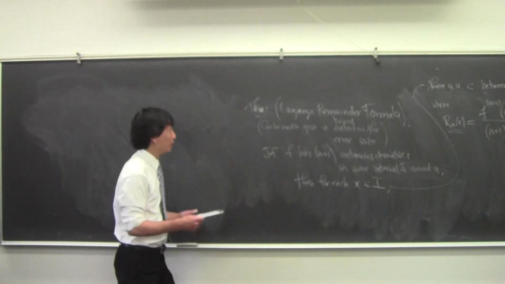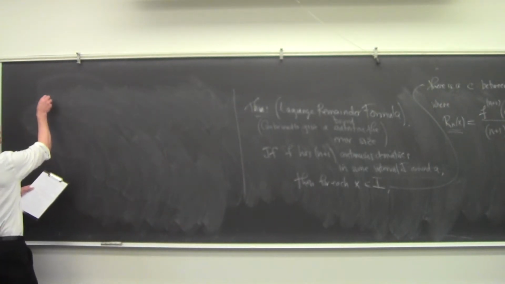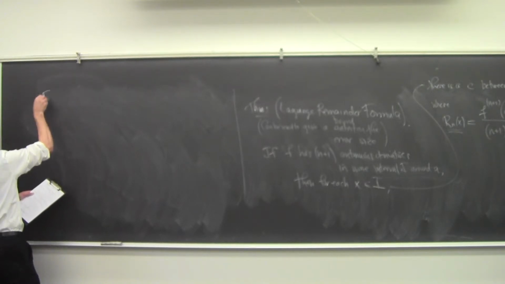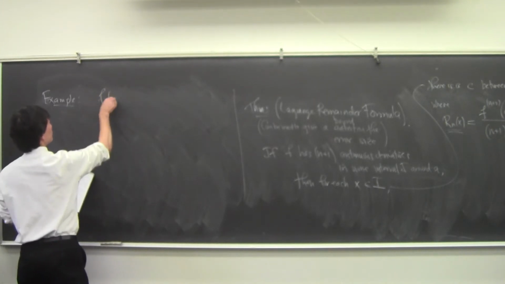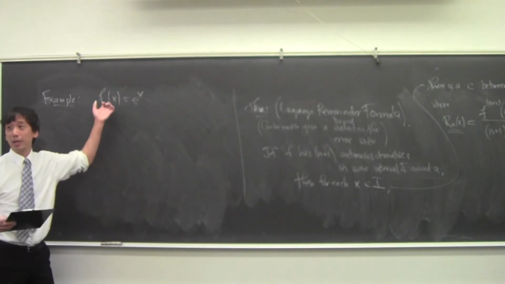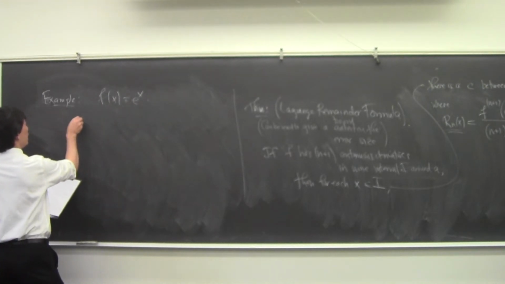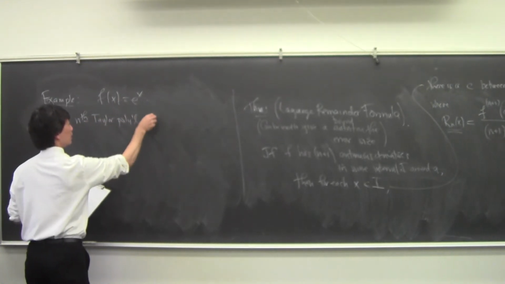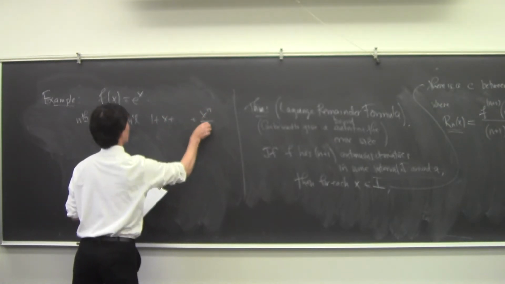Okay, so let me try again. That's very abstract. Let me make it concrete with the example. So here's how you want to think. Let's remember our example: f of x is e to the x, and the nth Taylor polynomial is 1 plus x plus ... plus x to the n over n factorial.